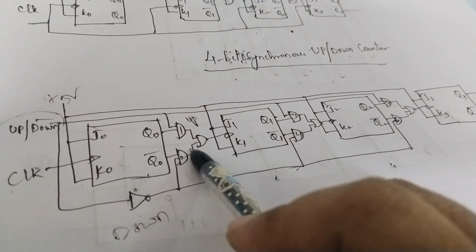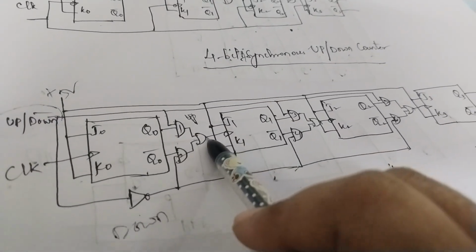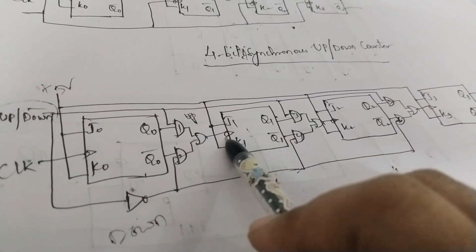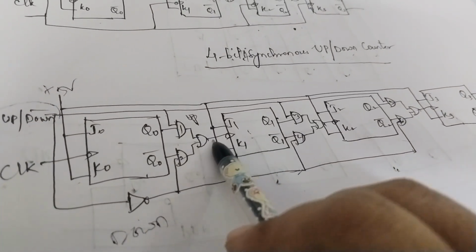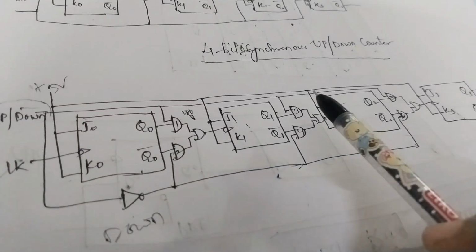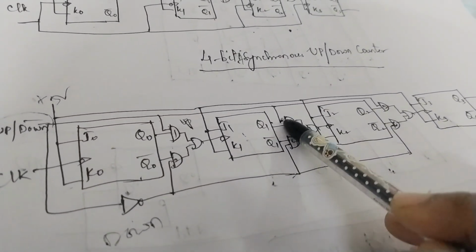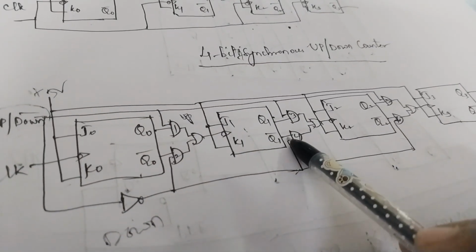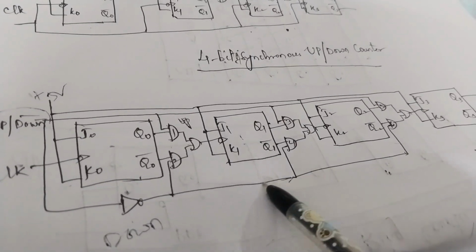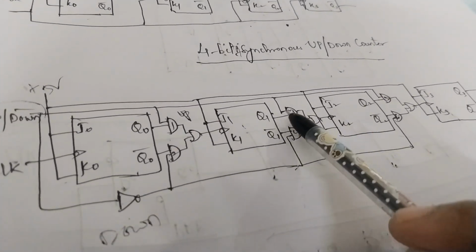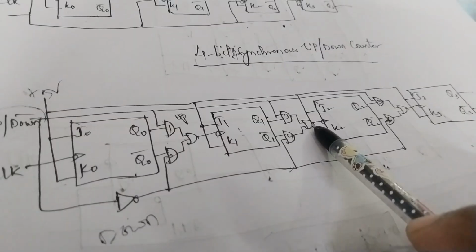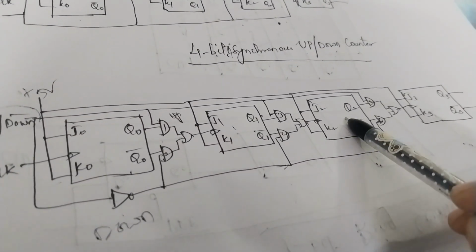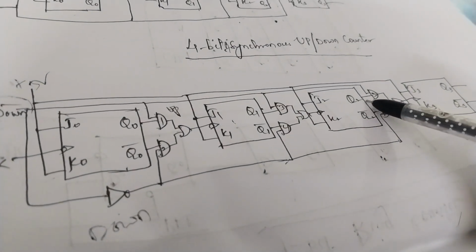The outputs of these two AND gates are connected to an OR gate. The output of the OR gate acts as the clock input to the second flip-flop. Here we are using a negative edge triggering flip-flop, so look at this bubble connection. Similarly, the output of Q1 is connected to an AND gate, and the other input is given from the upline. Q1 bar is connected to the fourth AND gate, and another input for this gate is given from the downline. The outputs of these AND gates are given to the inputs of the OR gate, and this OR gate output behaves like the clock input to the third flip-flop. In a similar manner the last one is also like that only.